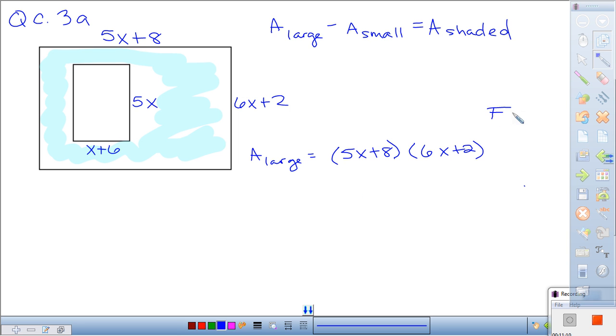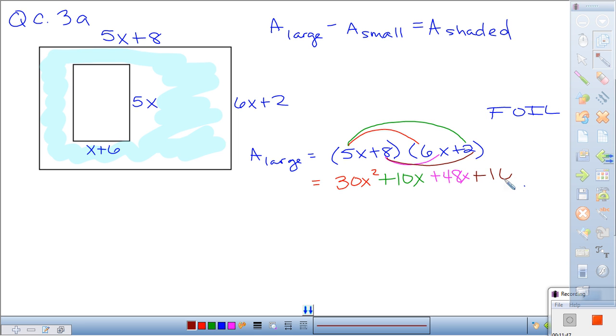We're still using FOIL, first, outer, inner, last, to multiply our two binomials. By the way, FOIL only works with multiplying two binomials. So I have my first times my first, which is 30x squared. 5 times 6 is 30. X times x is x squared. And then we have our outer, 5x times 2, plus 10x. And then we'll do our inner, 8 times 6x, plus 48x. And finally, we have our last, which is 8 times 2, 16.